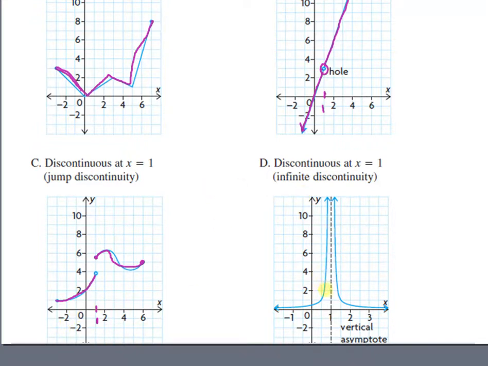And finally, another type of discontinuity is an asymptote. We start at the left-hand side and go all the way up. Eventually, we have to pick up our pencil and draw the other part of the graph. This is called infinite discontinuity.